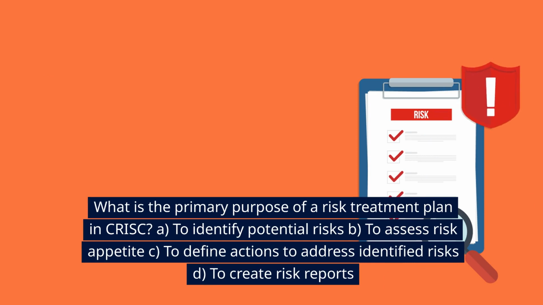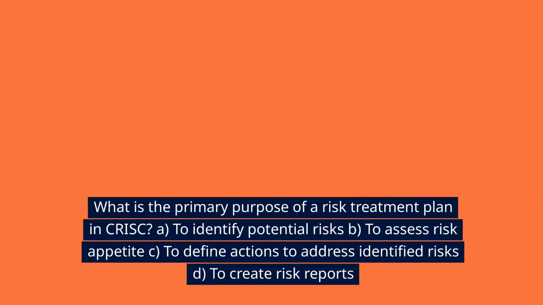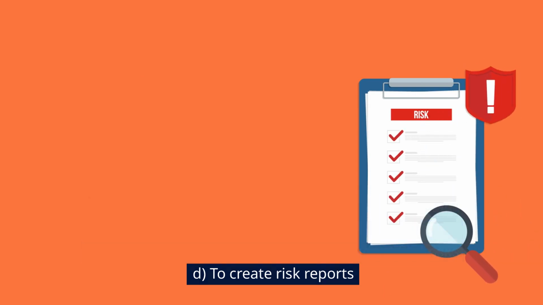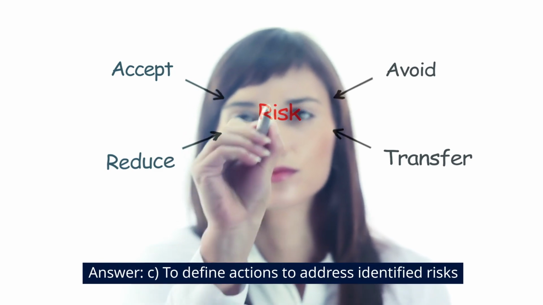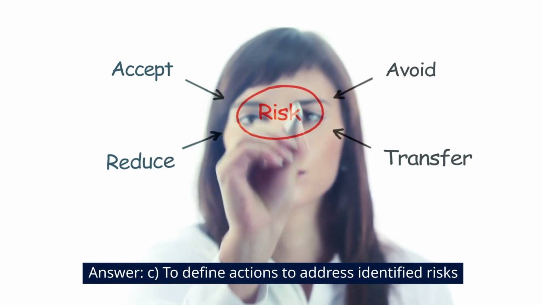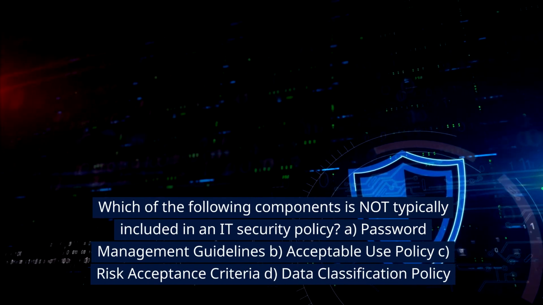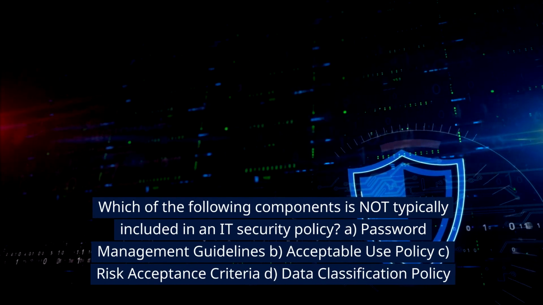A. To identify potential risks. B. To assess risk appetite. C. To define actions to address identified risks. D. To create risk reports. Answer: C. To define actions to address identified risks. Which of the following components is not typically included in an IT security policy?